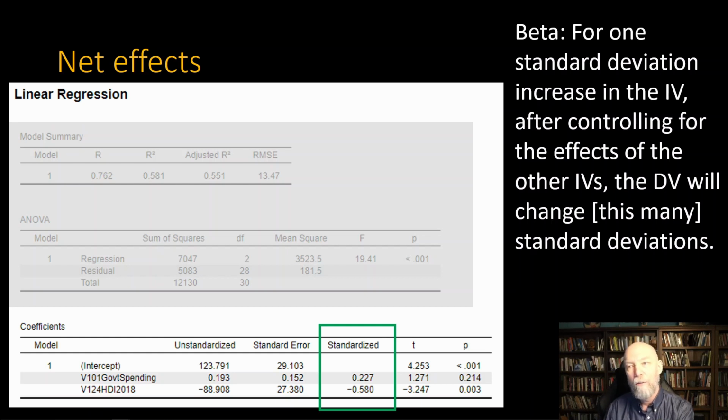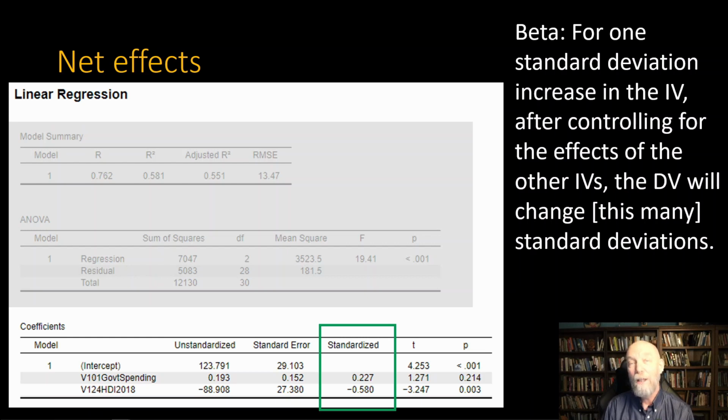Now we're talking about something different. For these standardized slopes, here's how you would read it. It's not for 1 unit change in the original units. Now it's for 1 standard deviation increase in this independent variable. After controlling for the effects of the other independent variables, the dependent variable will change this amount, the beta, standard deviations. So this assumes you understand what standard deviations are. This assumes that you understand what it means to have a statistical control taking away the effects of something. There's a lot of layers to this.